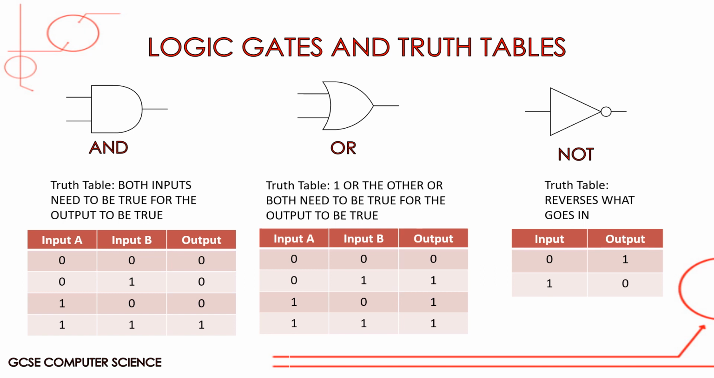OR just means one or the other, or both, need to be true for the output to be true. So with the two inputs coming in, A and B, you just need either one of those or both to be true for the output to be true. And a NOT gate literally reverses anything that comes in. So if a 0 comes in, a 1 goes out, and if a 1 comes in, a 0 goes out. Note that the NOT gate has one line coming in and the others have two, and the NOT gate has a small circle on the front of the triangle.